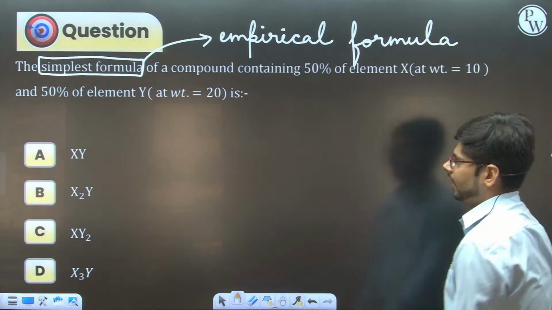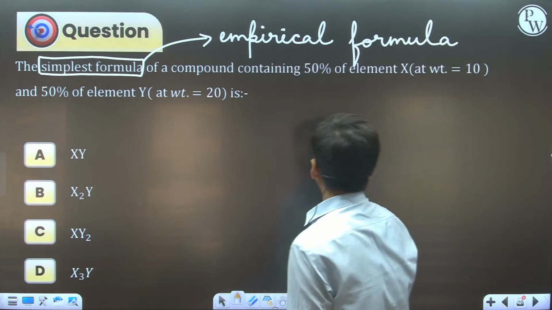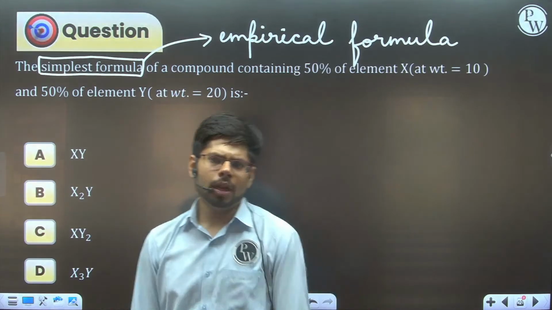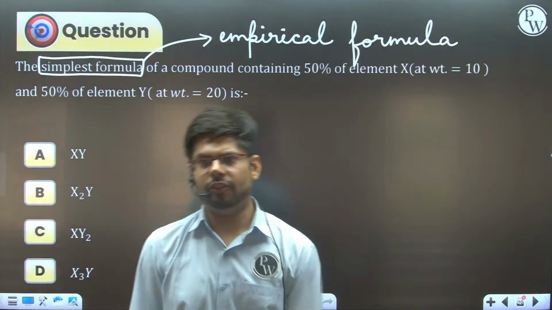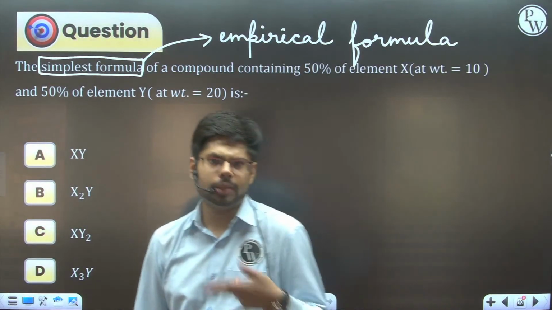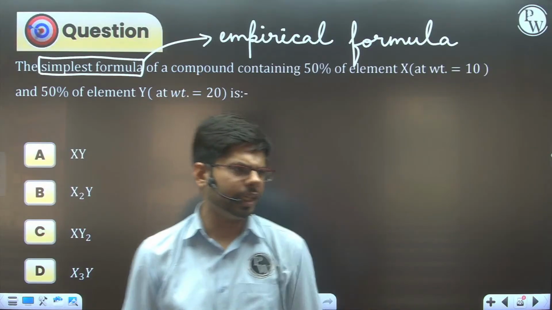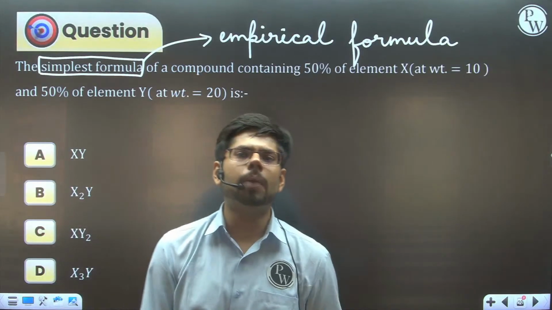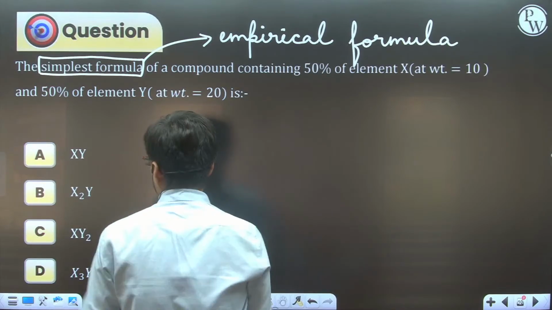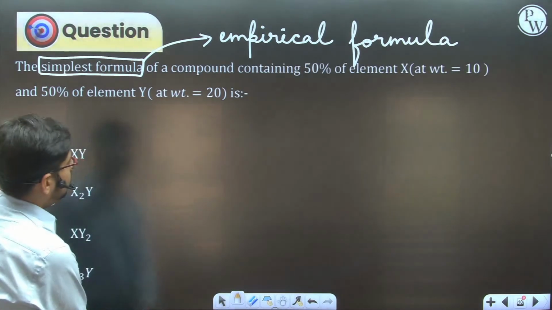ATWT is atomic weight or atomic mass, and 50% of element X and 50%. See, if there are 2 elements and the percentage composition of one element is 50, obviously the percentage composition of the other element will also be 50, right? Because there are only 2 elements. So 100 minus 50 is 50. So we know the mass percentage of each element within the compound. Now, mass percentage of each element is 50.